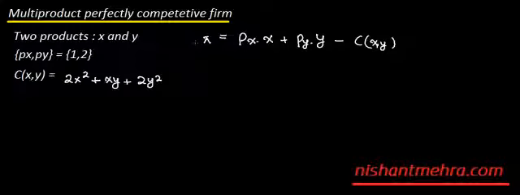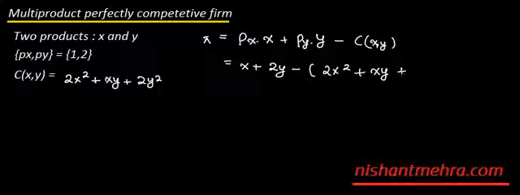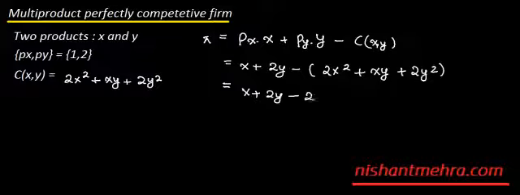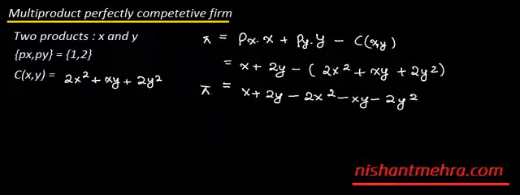And you want to find out the maximum profit. So let's plug in the values here. So 1 into x is x, plus 2 into y. In place of py, we'll just write 2, minus 2x square plus xy plus 2y square. Okay, so it is x plus 2y minus 2x square minus xy minus 2y square. This is the function which you have.